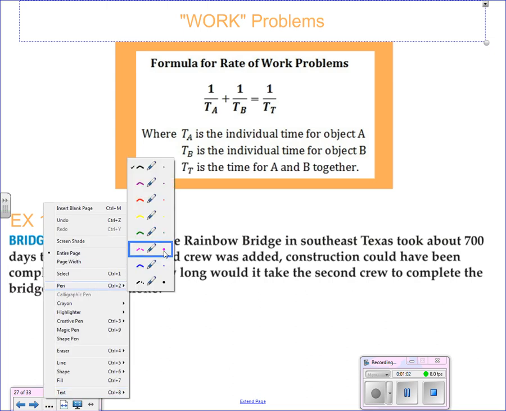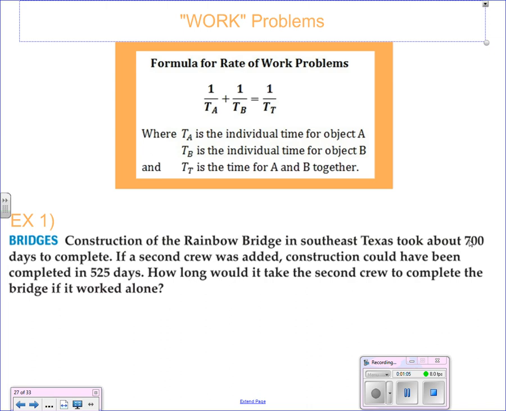So using the basic setup, the first crew by themselves was 700 days. So that's 1 over 700, plus, if we added the second crew, we don't know how long it would take by themselves, so we can put x for that. And then it's equal to the combined time, which was 525 days. So this is the equation for this particular problem.